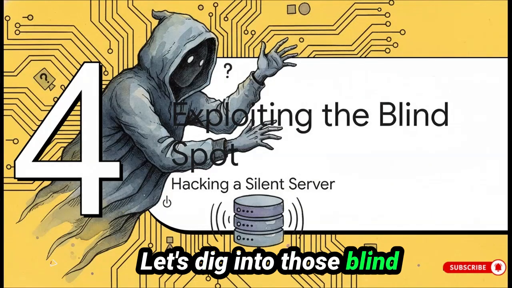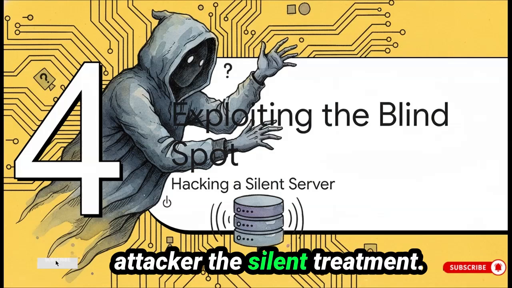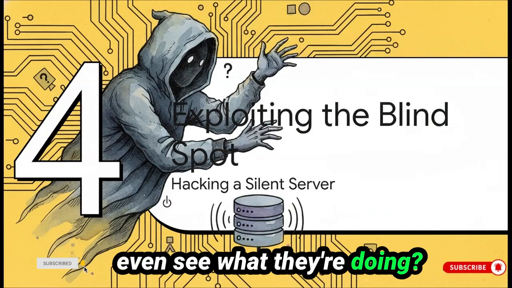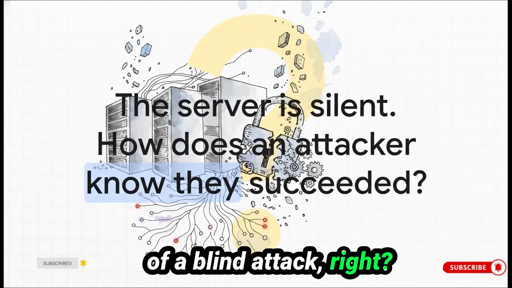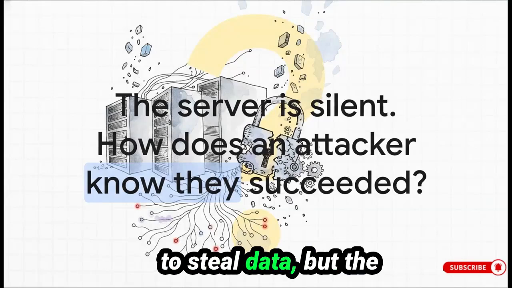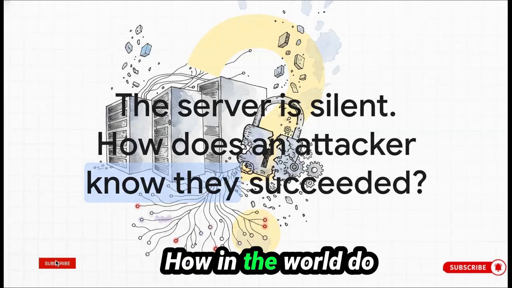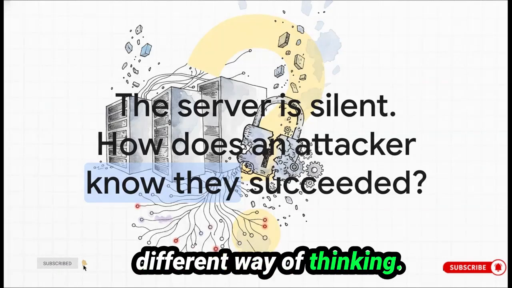Let's dig into those blind injection attacks, where the server is just giving the attacker the silent treatment. How do they possibly succeed when they can't even see what they're doing? This is the central puzzle of a blind attack, right? If you send a command to steal data, but the website just loads normally, no error, no confirmation, how in the world do you know if you're in? It takes a totally different way of thinking.